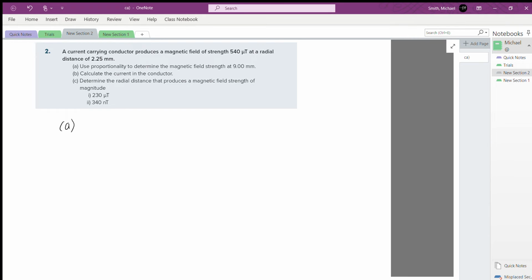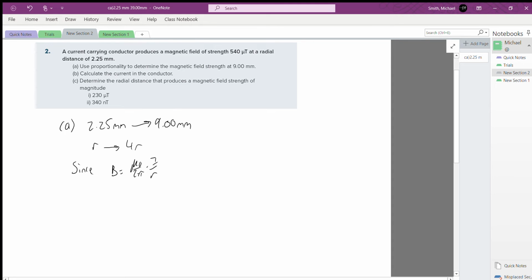So here we have the 2.25 millimeters going to 9 millimeters. So the radial distance is going to 4 times the radial distance. Now for proportionality, it's done a little bit differently to this normal straight calculation. Since we know that B is mu naught on 2 pi multiplied by I on R, the magnetic field strength is directly proportional to 1 on R.